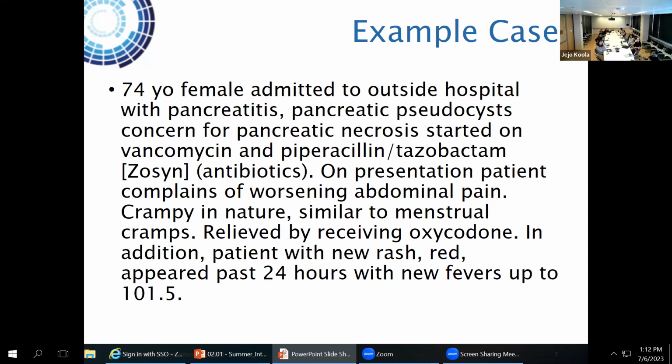When they came to our hospital, the patient said they were having worsening stomach pain. It's crampy in nature, similar to their menstrual cramps. The pain gets better when they receive pain medication. In addition, the patient has noticed a new rash that's appeared in the last 24 hours, with fevers up to 101.5 when tested.